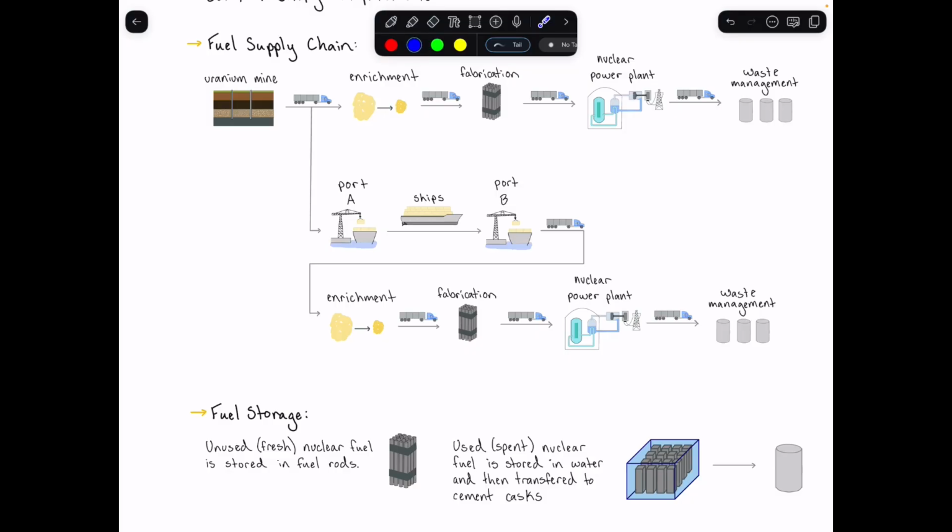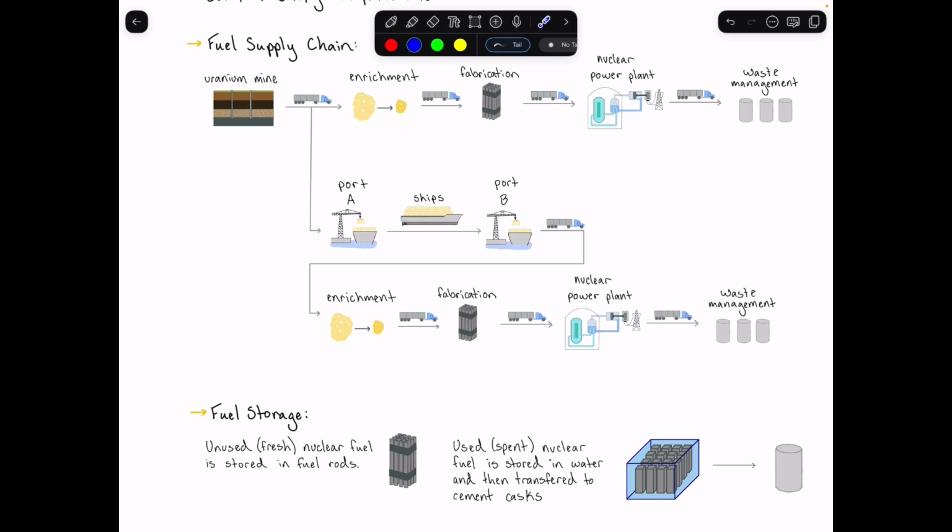Now, the main concern here comes from the spent or used nuclear fuel. After the fuel has undergone the fission reaction, it remains highly radioactive after it's been removed from the reactor. So although the fuel can no longer effectively be used to generate electricity, it will continue to generate heat and emit radiation for many, many years.